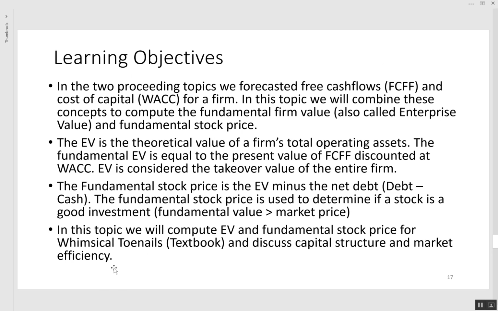So in this topic, we first started by using the free cash flows and WACC we calculated from topics 1 and 2. We then calculated the enterprise value by taking the present value of free cash flows to the firm discounted at the weighted average cost of capital. And we looked at capital structure. How can we increase value by changing the D/E ratio, the mix of debt and equity in a firm?